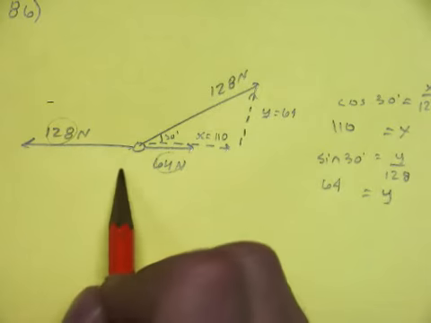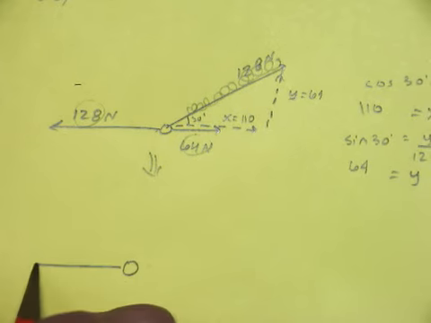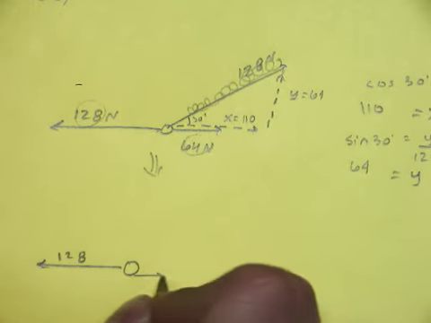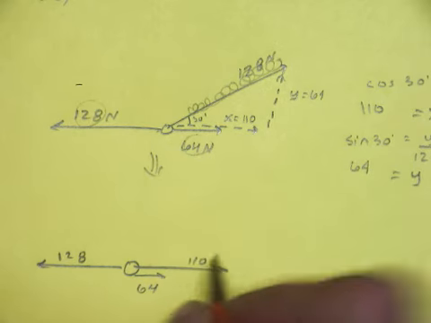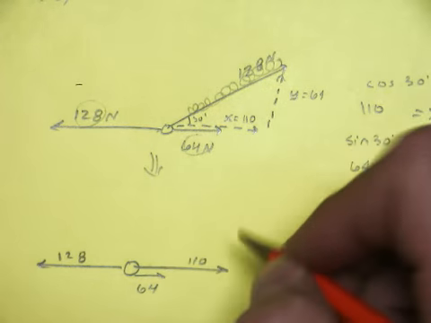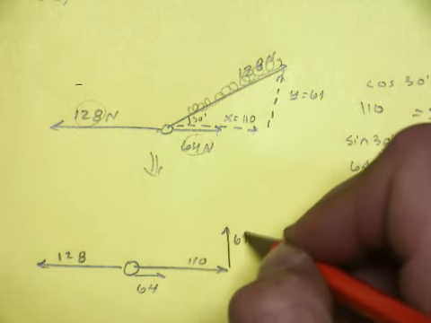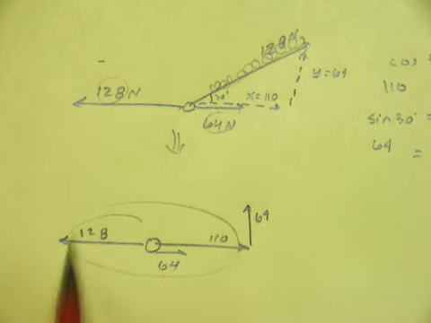So what I can do is I'm going to redraw this, because I'm going to take this out of my picture, because I've just replaced it. So I've got 128. Then I have the 64 pulling this way. I've got the 110 pulling this way, and then I've got the 64 pulling up. So these are all the forces that are now. I can combine these three.